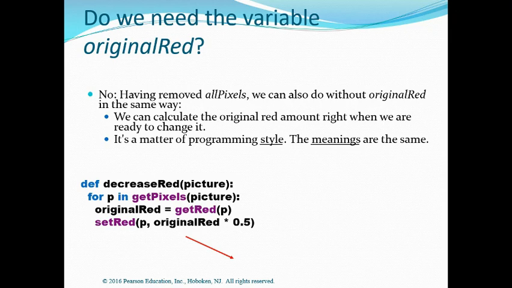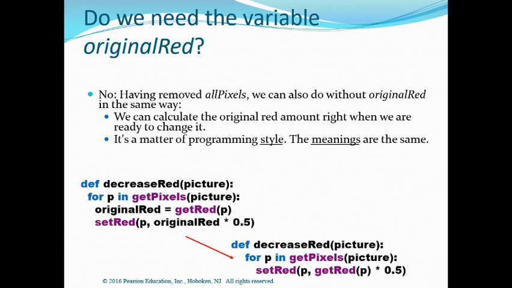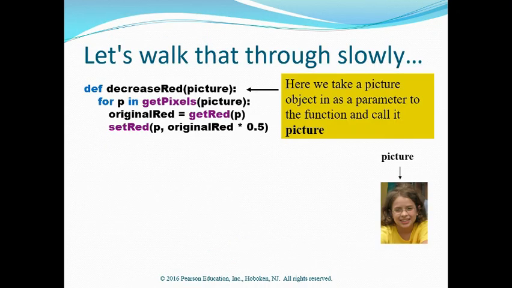So do we need the variable original red? No. Having removed all pixels, we can also do that without original red in the same way. We can calculate the original amount right when we are ready to change it. It's a matter of programming style, but the meanings are exactly the same. So this is how we did the example previously as well. We say for p in get pixels, and we say set red at the pixel. We get the red amount from p, which is the pixel. We multiply it by 0.5.